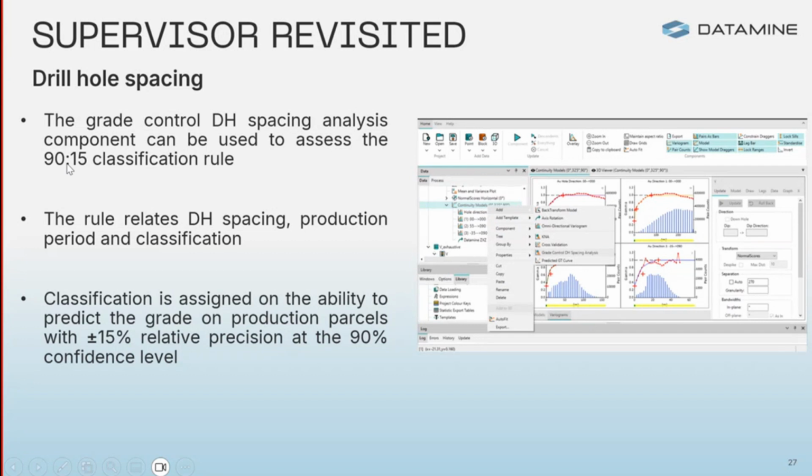The idea of this 90-15 classification rule is that we can relate drill hole spacing, production period, and some sort of classification. And the classification is assigned on the ability to predict the grade on production parcels within 15% relative precision at 90% confidence level. This is the criteria that was put together by Harry Parker and other practitioners. But look, how can we use this grade control drill hole spacing analysis?